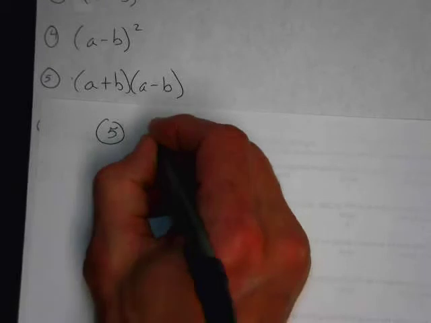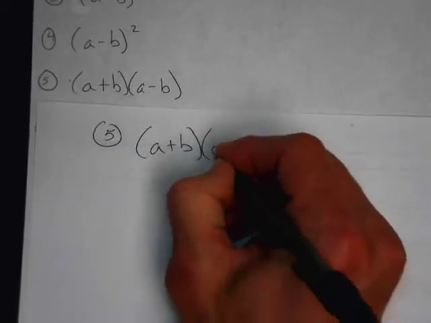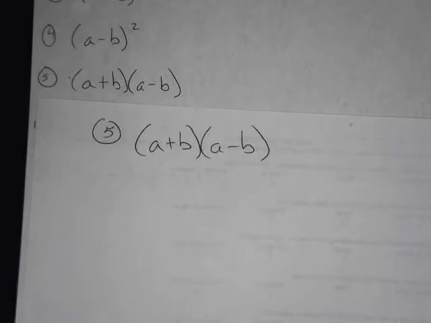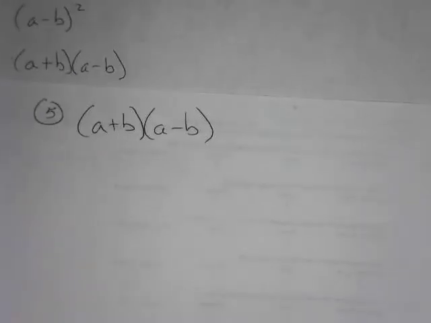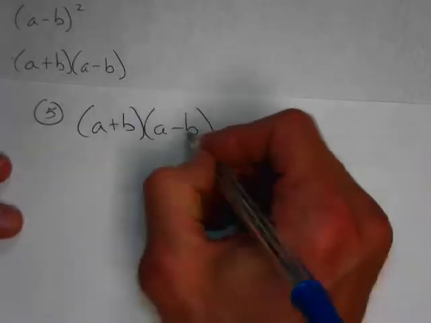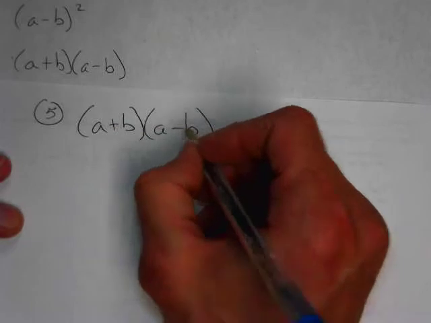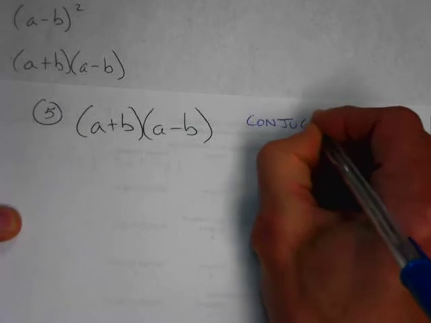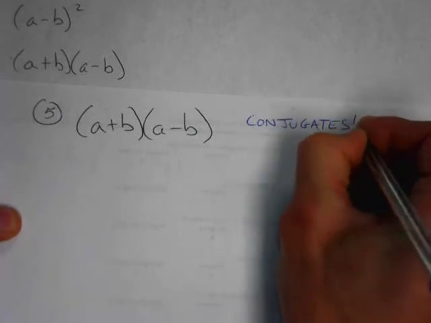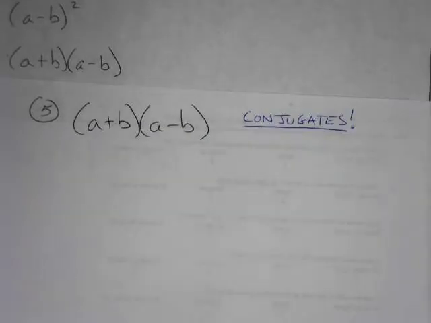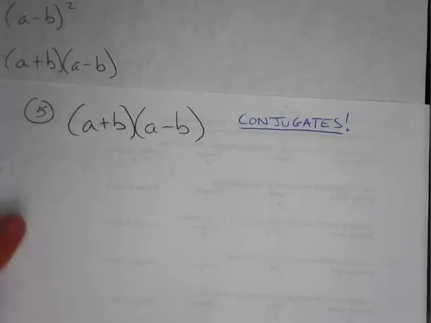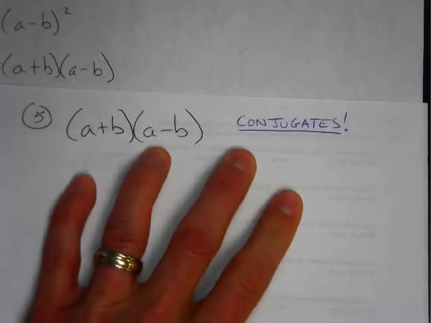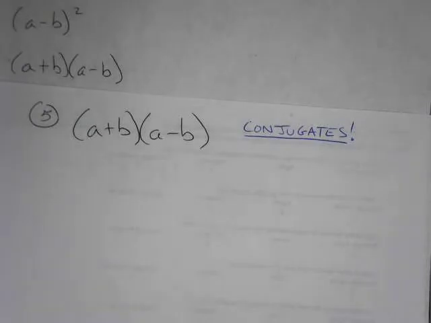So in number 5 here we have a plus b and a minus b. These two things have a name, and we have to know that vocabulary. When you have two terms where the only difference is one is plus and one is minus, that's called conjugates. Please know your vocabulary. It's going to make factoring a million times easier. These are called conjugates. So what happens when we multiply conjugates?